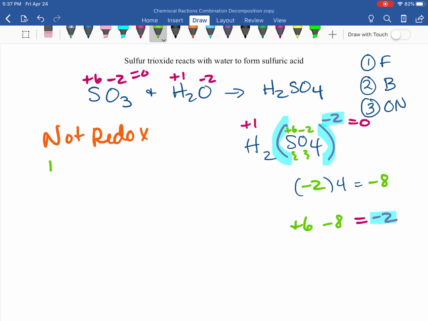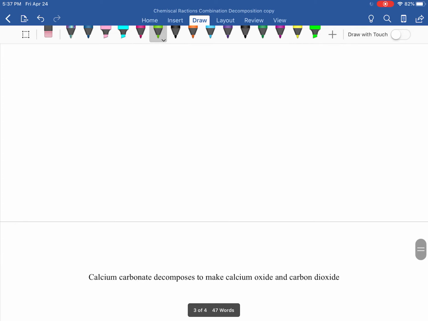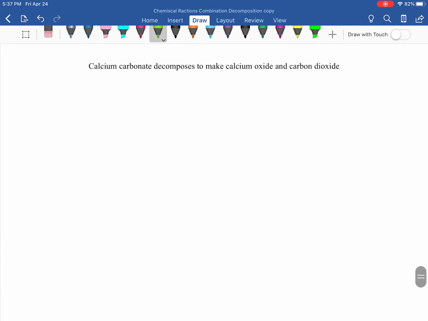Okay? All right, so I am now looking at this. Is this a redox reaction? No. This is not a redox. Is this a formation reaction? Nope, you don't have single elements on your reactant side, but this is a combination reaction. It's a combination because we've got only one product. Okay. This is fun. I'm cruising. I hope you guys are having fun. Let's do another one.